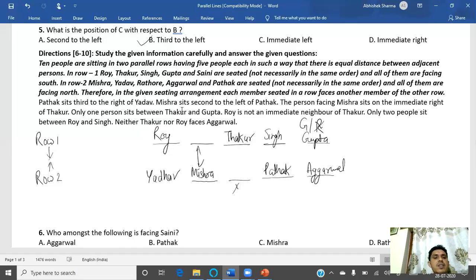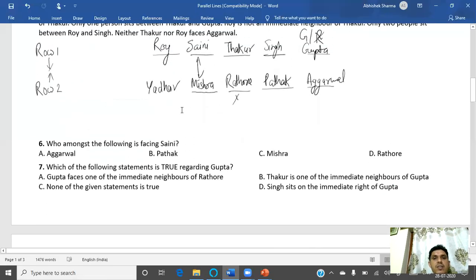right? So we can search from row 1 and row 2 like the people who are remaining. If we check for row 1, so Roy, Thakur, Singh, Gupta and Saini. So here Saini is remaining. So inevitably Saini must be on the left place. And if we check for row 2, like Mishra, Yadav, Rathod. Okay, Rathod has not been done. So inevitably Rathod must be here. So friends, my final arrangement will be like this. Okay, coming to the questions, like the questions that we can answer.